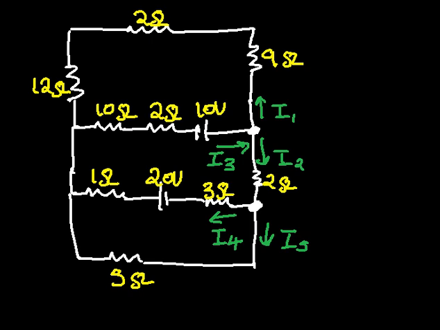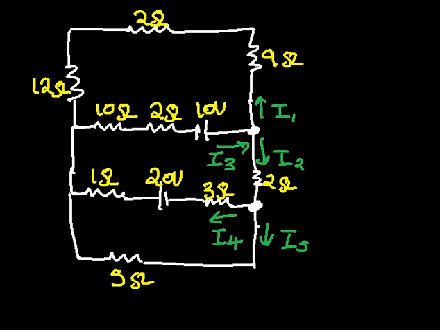Now, had it been given that the current across, let's say, the 10 ohm resistor was so, that would automatically be I3. Had it been given that the current across the 12 ohm resistor is so, automatically that would be I1. Likewise, if the current across the 1 ohm resistor was given, automatically that would be I4.